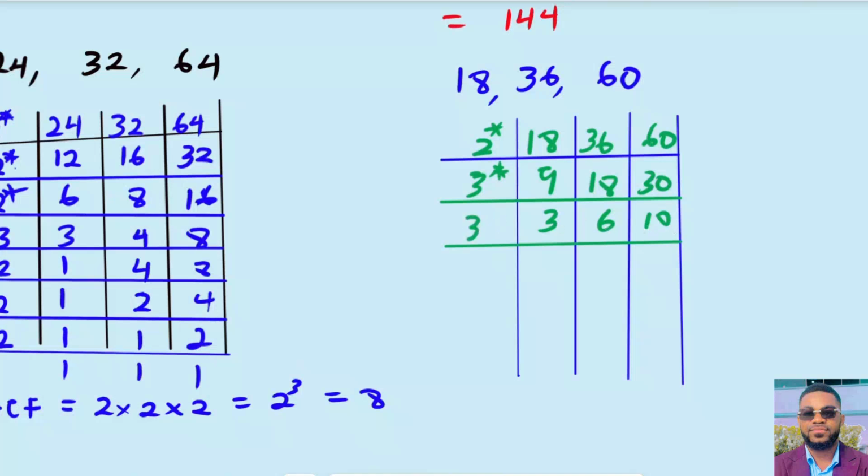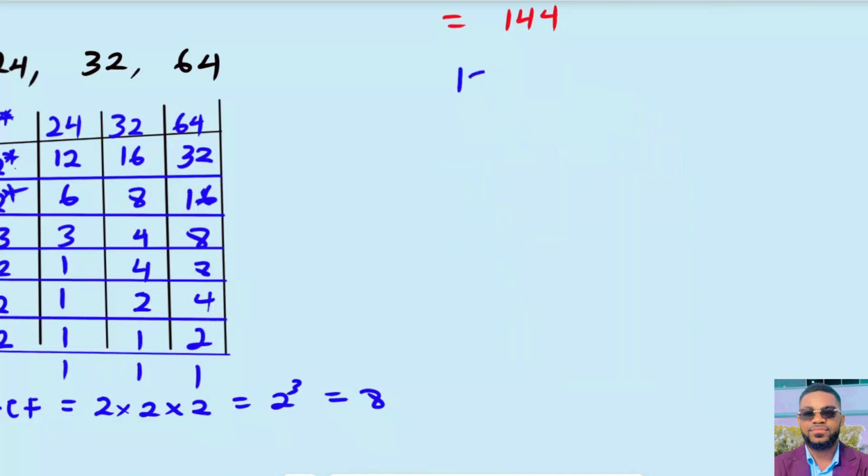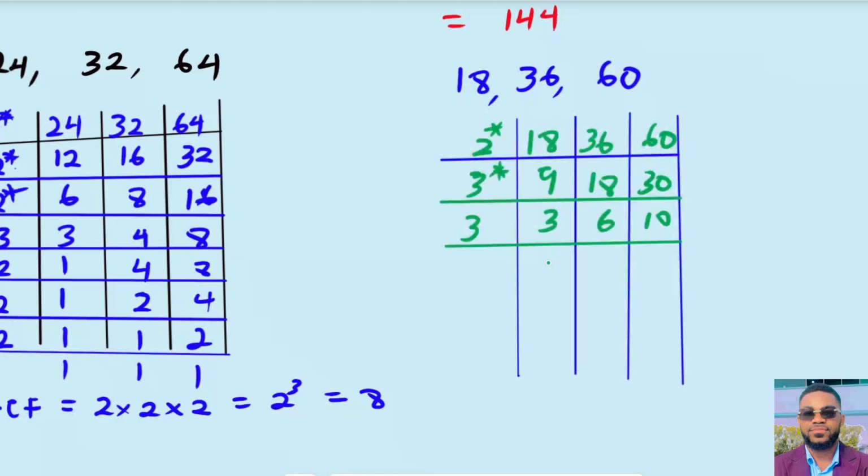Let me take 3. 18, 36, and 60. 3 goes into 3 1 time. It goes into 6 2 times. But it will not be able to go into 10. So you have to write the same 10. And that means I have not taken this 3.